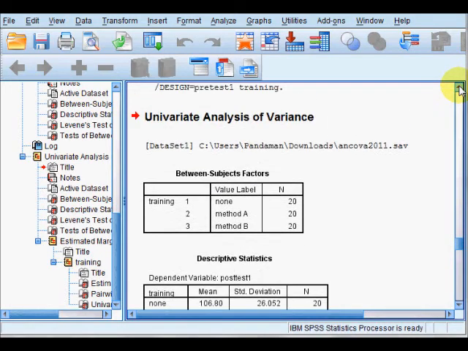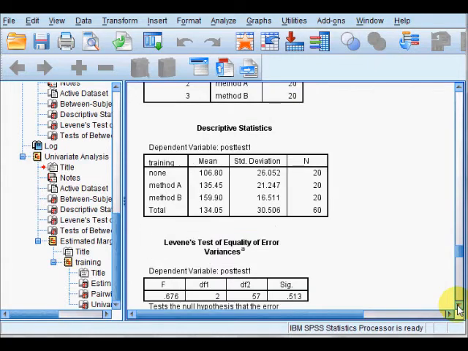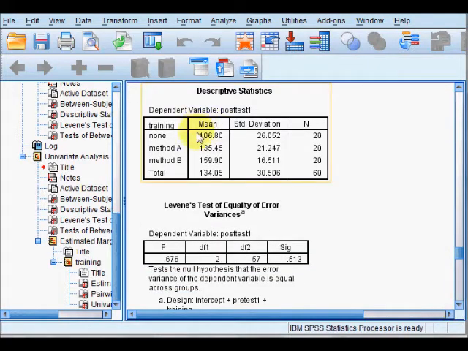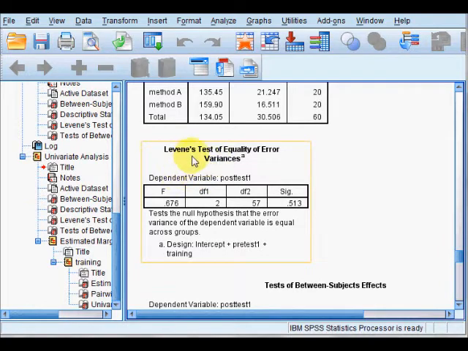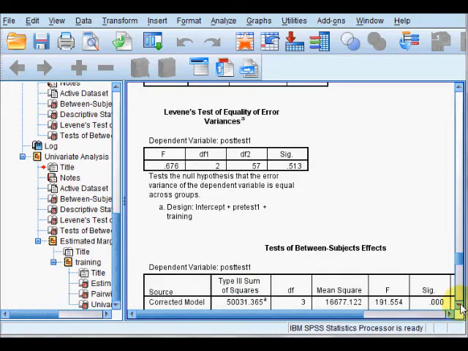Okay, so here we are. This is the analysis of covariance. Then the means for the three groups. Now these are the original means: 106, 135, 159. This is Levene's test for the equality of error variances. Just checks whether the standard deviations or the variances are equivalent across the three groups. So we want this to be non-significant. It's 0.5. That's fine. It means the variances of the three groups are roughly the same.